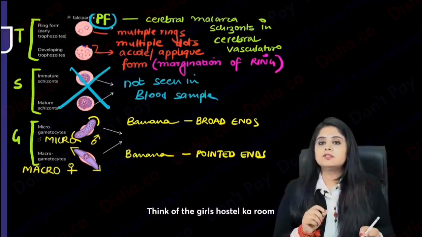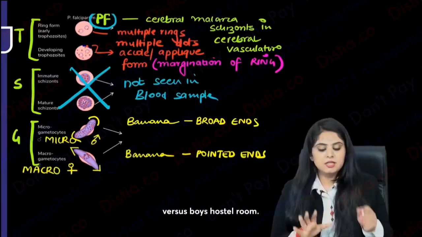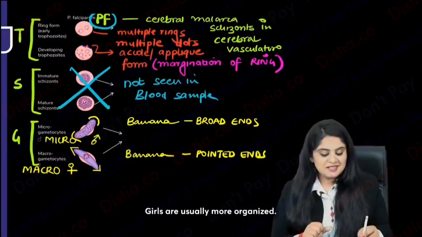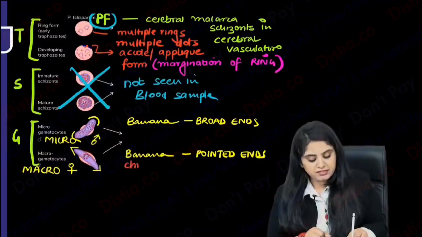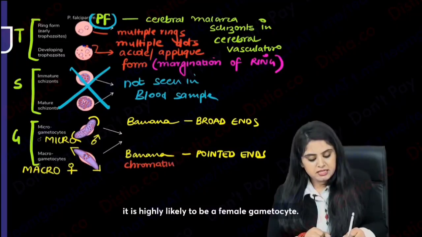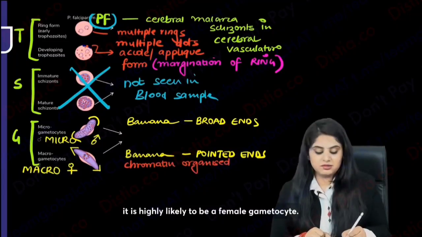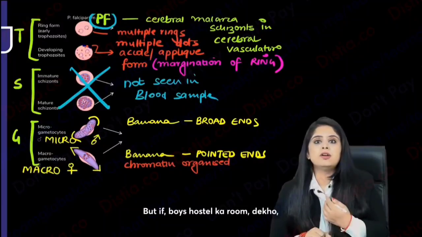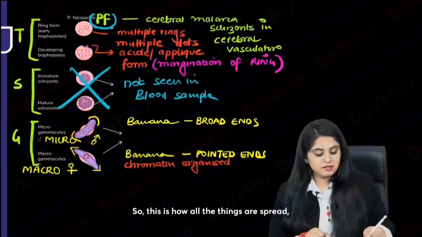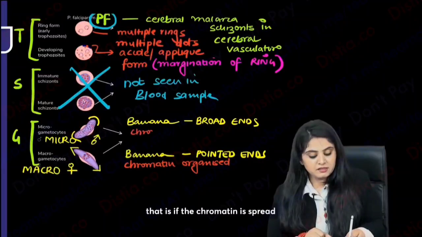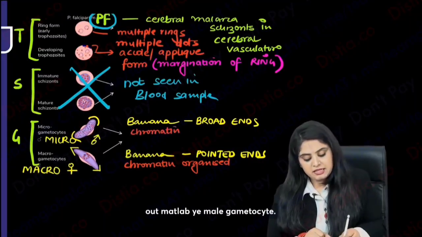Think of the girls' hostel ka room versus boys' hostel ka room. Girls are usually more organized. They like to keep their stuff in one place. So if the chromatin is organized, it is highly likely to be a female gametocyte. But if boys' hostel ka room dekho, everything is here and there. So this is how all the things are spread. If the chromatin is spread out, matlab ye male gametocyte hai.